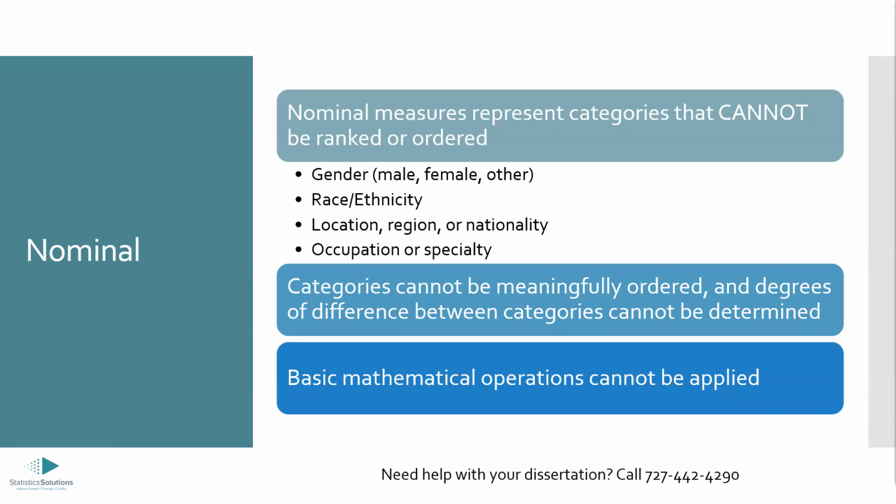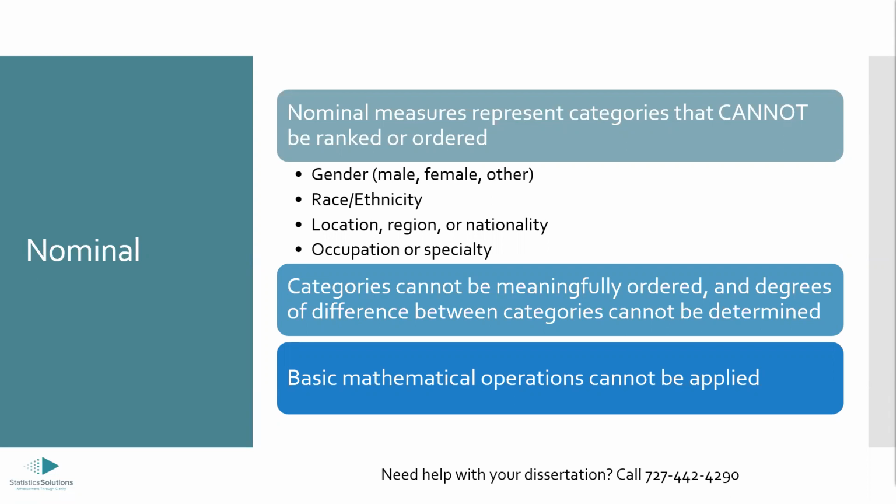The same thing would apply to something like race or ethnicity. Things like location, region, or someone's nationality, or what country someone's from. And things like occupation or specialty. So if you have a wide range of occupations like nurse, teacher, doctor, office worker, we can't really put those things in any kind of meaningful order from lowest to highest. They're just completely separate categories.